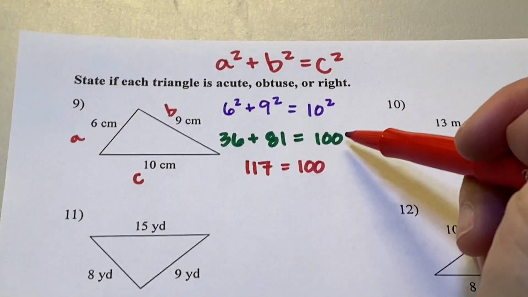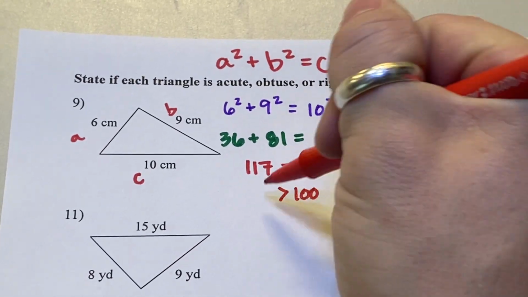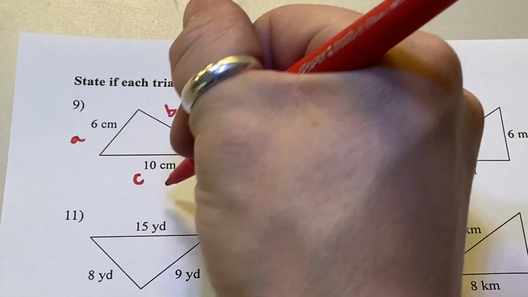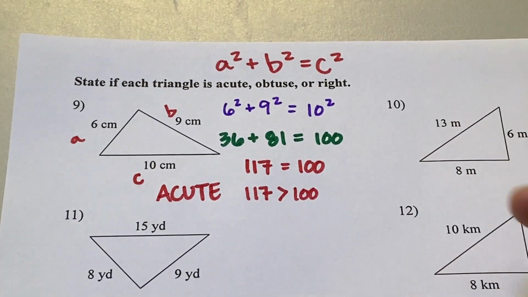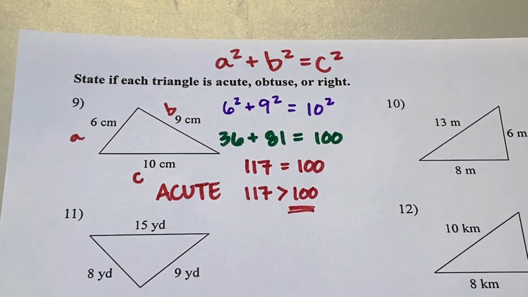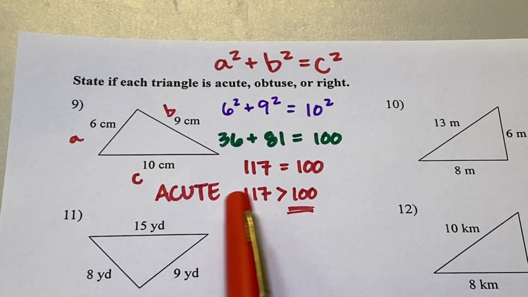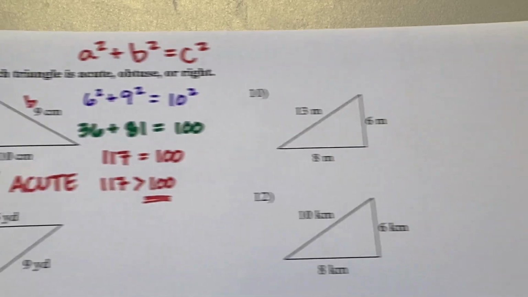Okay? When your C side is less than, so 100 was less than 117, what you got for your A and B, that means this guy is an acute triangle. If your C is less than your A and B, that is an acute triangle. It wasn't a perfect right triangle, it didn't work out. Pythagorean theorem didn't work with this guy. But we can tell it's an acute because 100 is less than 117. Okay, let's try it again. This is kind of a weird concept, so let's practice again.